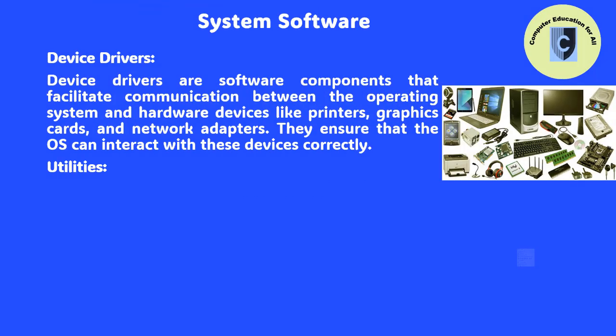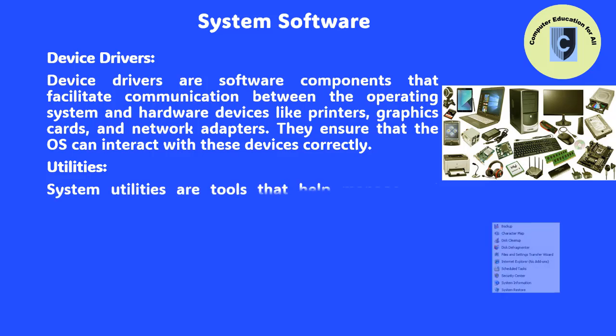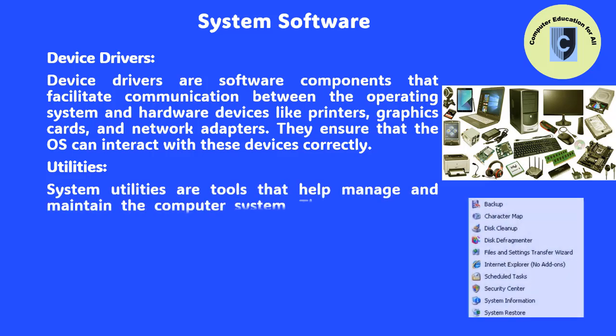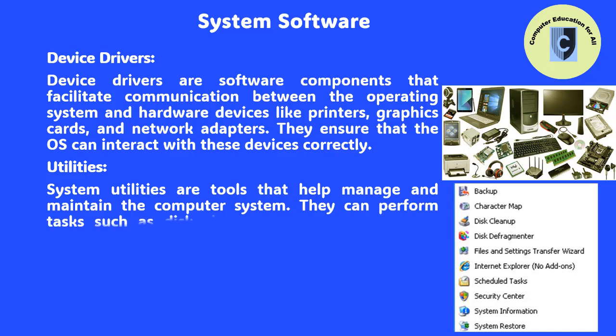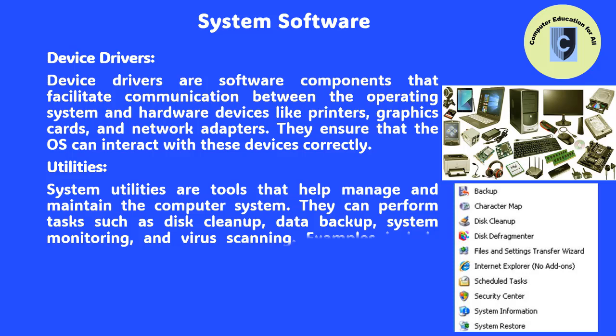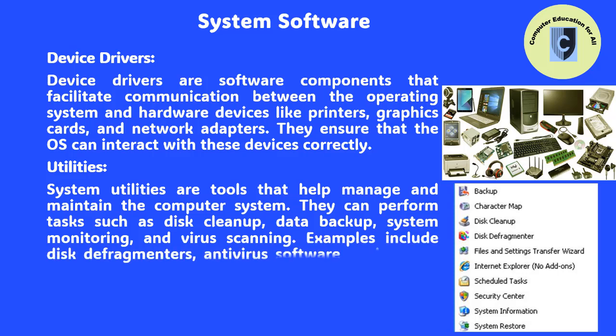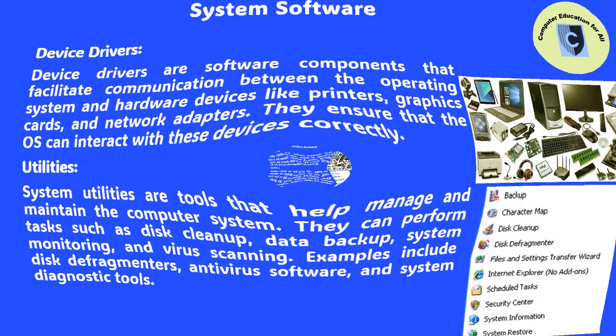Utilities. System utilities are tools that help manage and maintain the computer system. They can perform tasks such as disk cleanup, data backup, system monitoring, and virus scanning. Examples include disk defragmenters, antivirus software, and system diagnostic tools.